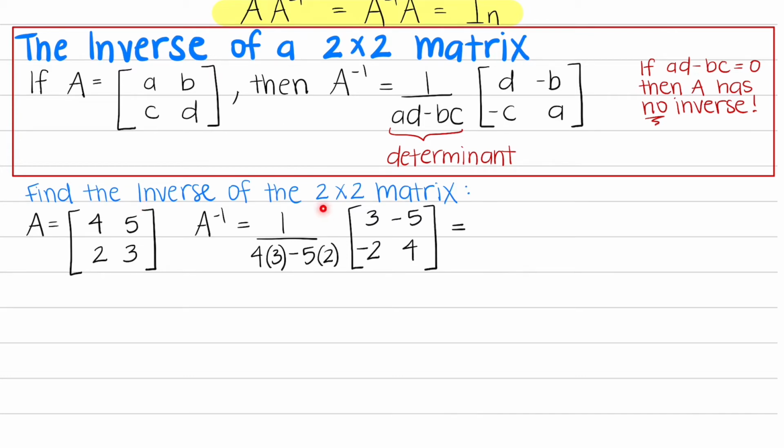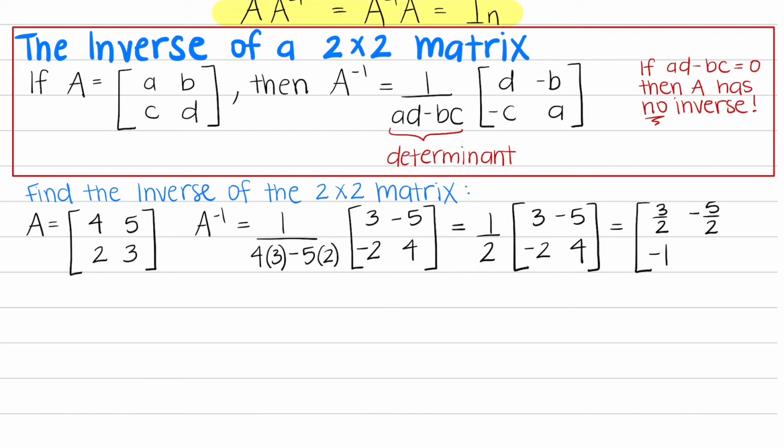Now let's reduce. We have 1 over 4 times 3 is 12, minus 5 times 2 is 10, so 12 minus 10 is 2, times our matrix 3, negative 5, negative 2, 4. And to multiply that 1/2 times the matrix, you would just multiply that 1/2 times each term in the matrix. So 3 times 1/2 is 3 over 2, negative 5 times 1/2 is negative 5 over 2, negative 2 times 1/2 is negative 1, and 4 times 1/2 is 2. And that's your inverse matrix.